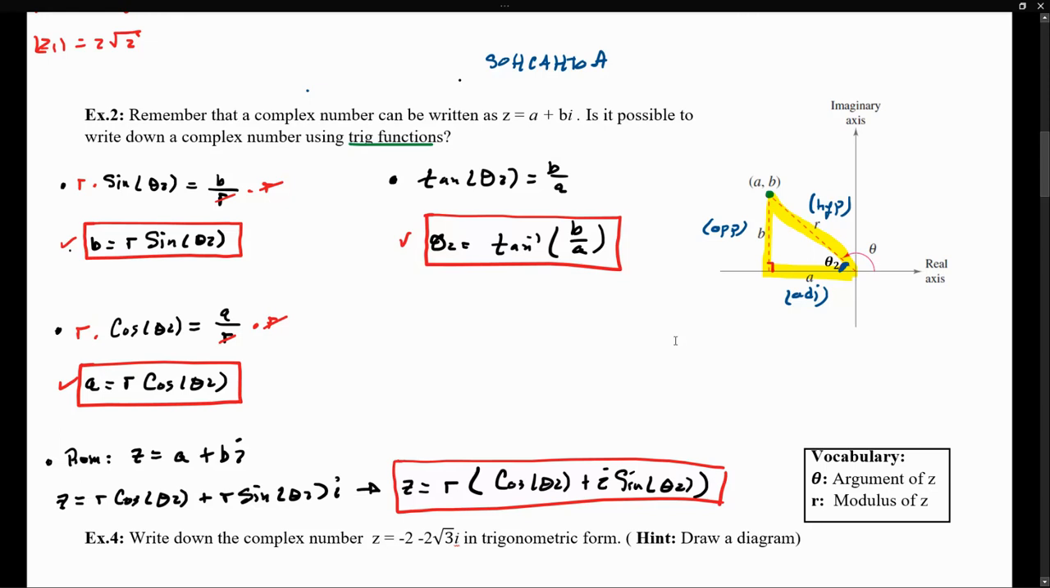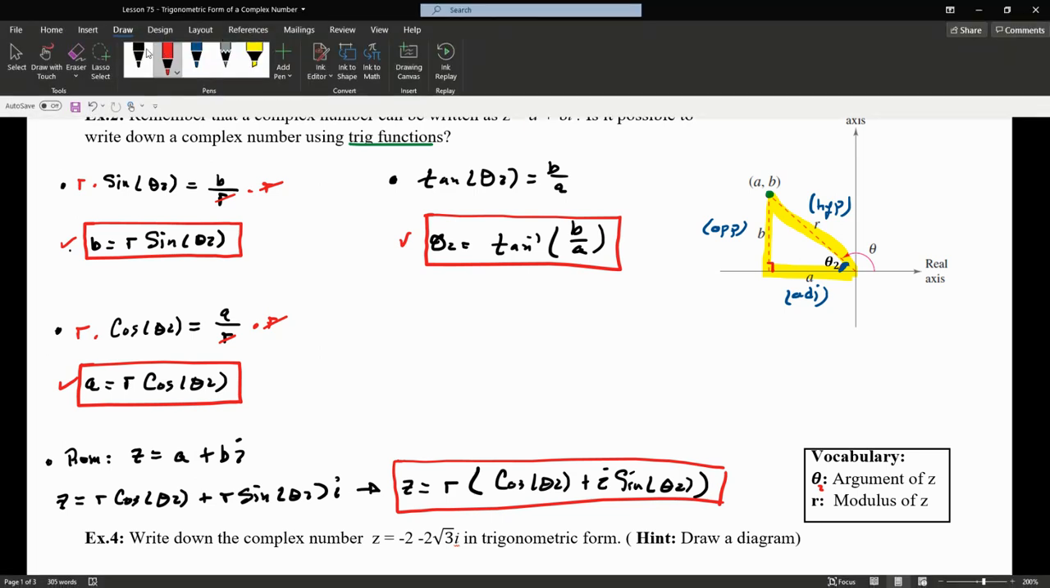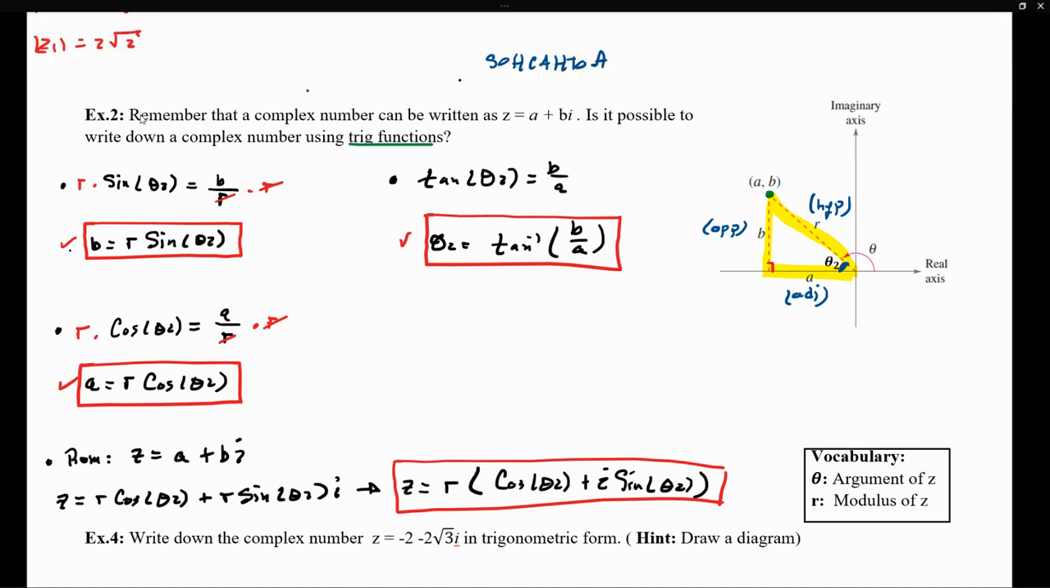In this case, we represented our argument by using theta subscript 2, because this is the argument. No, I'm sorry, it's just regular theta. Not theta 2. This is just regular theta for this example.